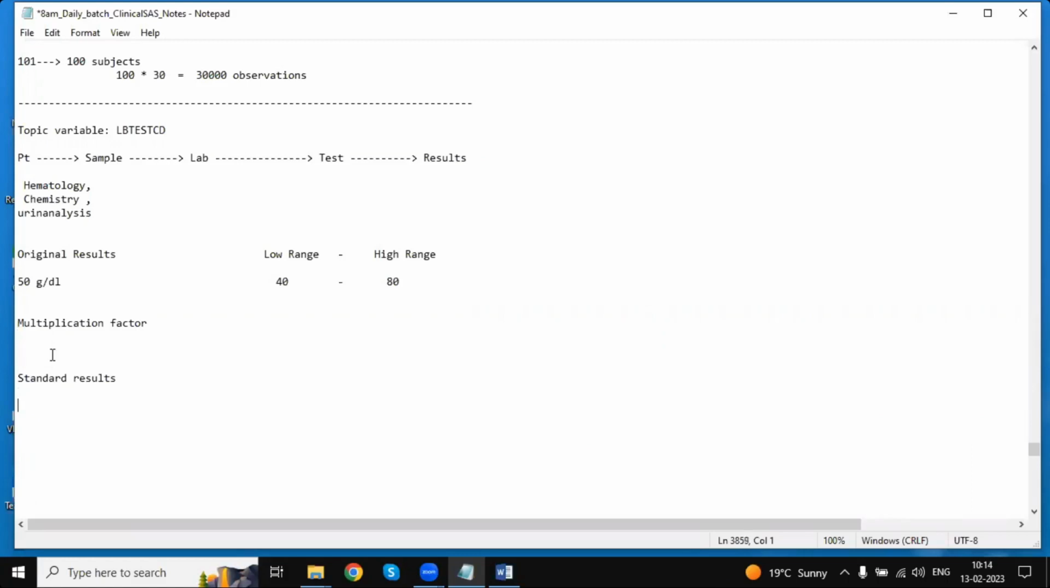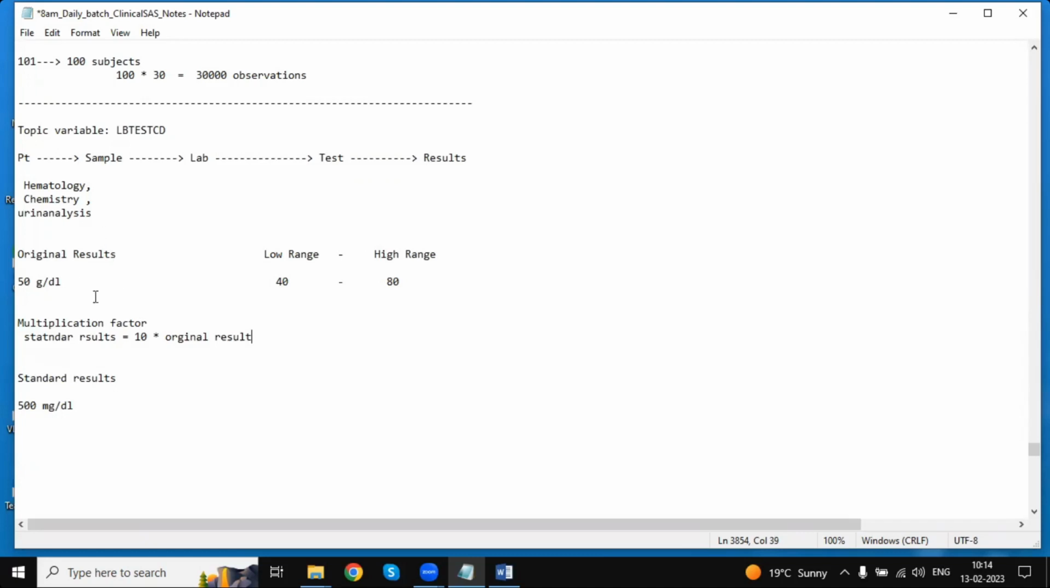Let us assume after converting, the standard results will be 500 mg/dL. Units got changed. So what is the multiplication factor? Your standard results will be 10 times your original results. So just multiply with 10. It's g/dL, you must change it to mg/dL. This is going to be your standard result.